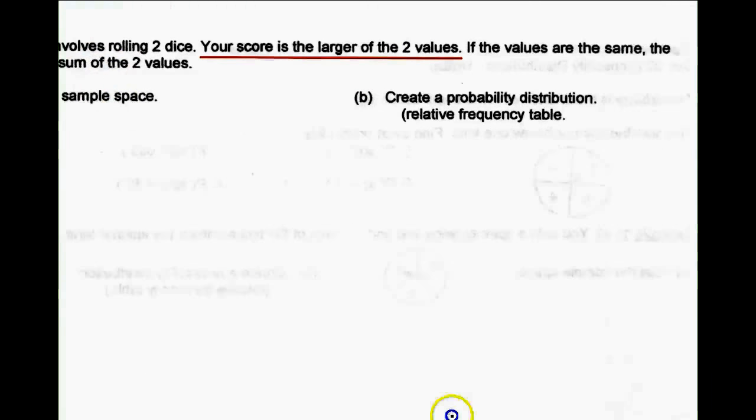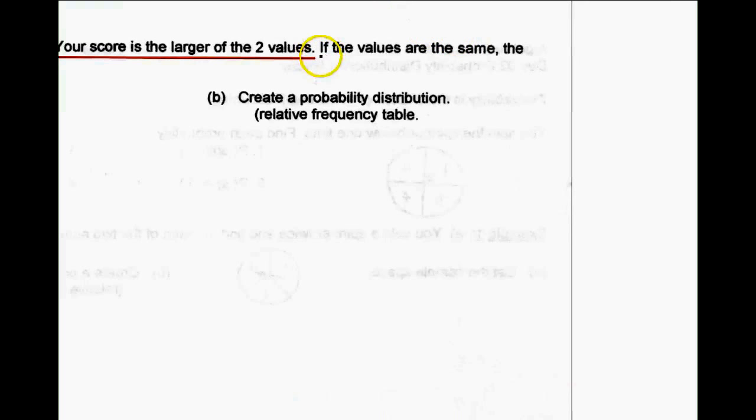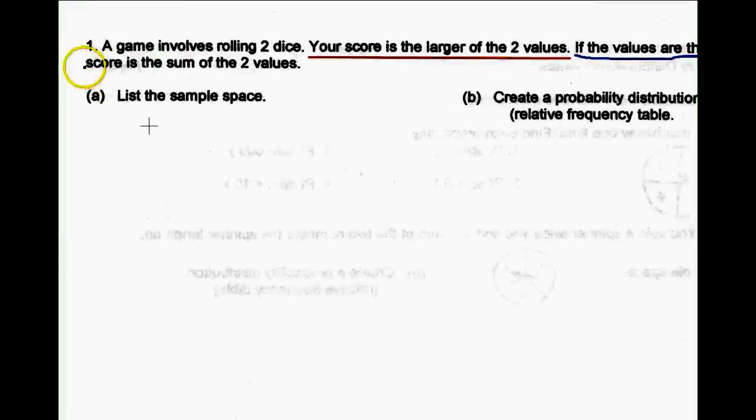So if one of you rolls a 4, the other rolls a 5, what do you put down? 5. Yeah. One of you rolls a 1, the other one rolls a 2. 2. Yeah, the larger of the two values. You just pick, that's the answer, right? What if you roll a 2 and a 2? We keep reading. If the values are the same, the score will be the sum. So yeah, 2 and a 2 will be 4.